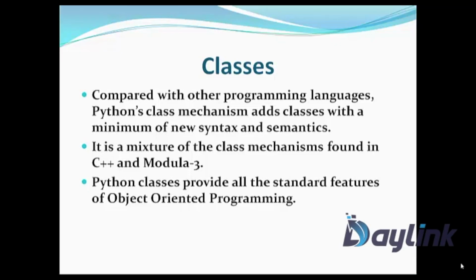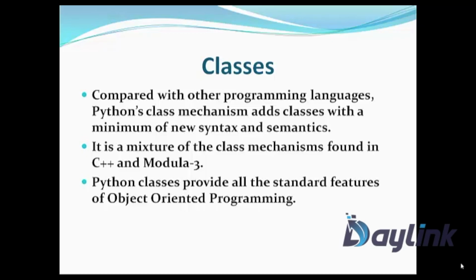Compared with other programming languages, Python's class mechanism adds classes with a minimum of new syntax and semantics. It is a mixture of the class mechanisms found in C++ and Modula-3. Python classes provide all the standard features of object-oriented programming. The class inheritance mechanism allows multiple base classes. A derived class can override any methods of its base class or classes, and a method can call the method of a base class with the same name.